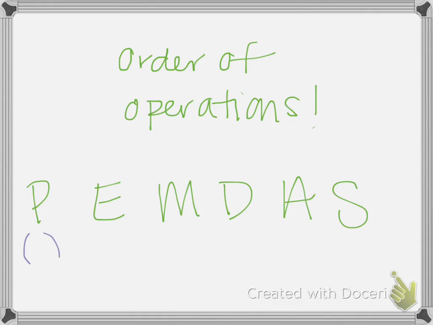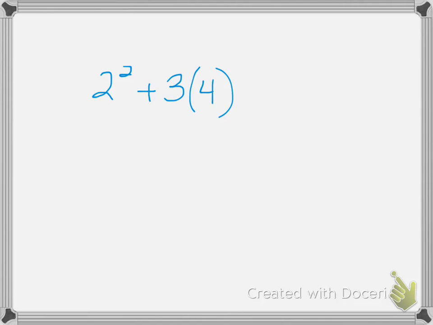parentheses. Okay, so anything in parentheses like that. E is exponent, so if we have something to the second power or the third power. M stands for multiplication. D is division. A is addition, and S is subtraction. Okay, so we're going to do a couple examples of this. Remember, you always go in this order from left to right. Okay, always go in this order because it is the order of operations.